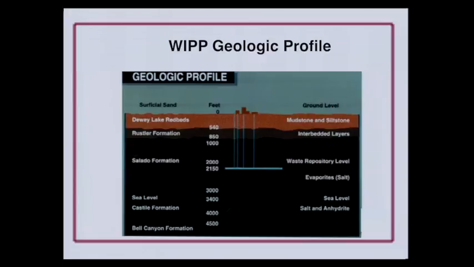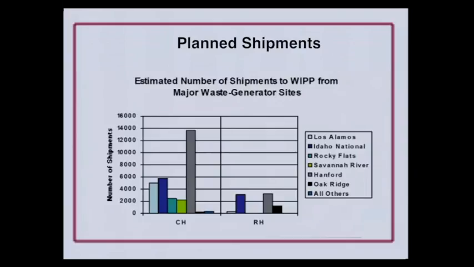Let's give you some idea of the geology associated with it. As far as the number of shipments, this is estimated, and I think this is the estimated total. You can see Savannah River is estimated, I think, to have the largest number of shipments. No, wait, that's Hanford. Hanford, this is Savannah River. Now, Hanford has the largest quantity.